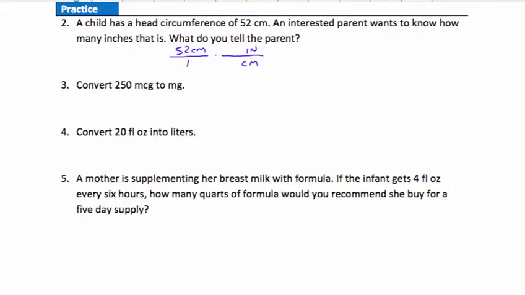So from your chart, you're going to see that 2.54 centimeters is equal to 1 inch. So our centimeters divide out nicely. And so now what we're going to do is take 52 and divide it by 2.54. Okay, and that's going to give us 20.47 inches. Since we're telling this information to the parent, we would probably just say, okay, interested parent, that's 20.5 inches in circumference.